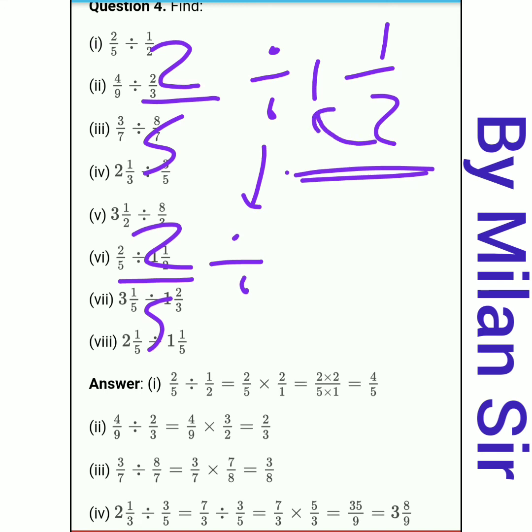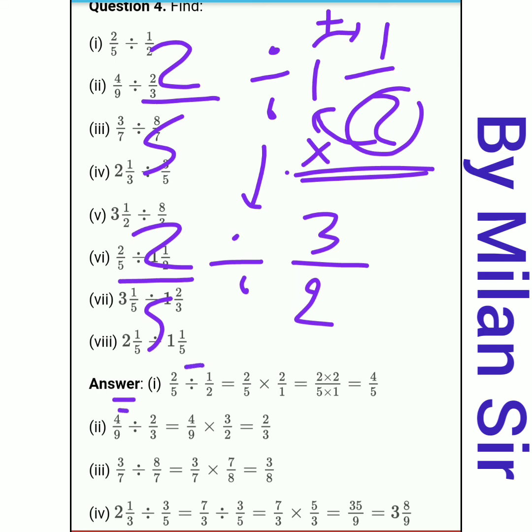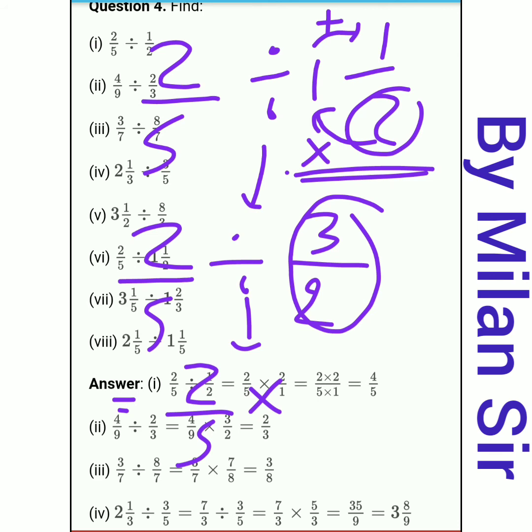So this 2 is multiplied with this 1. So 2 ones are 2, plus numerator 1. 2 ones are 2 plus 1, it is 3 divided by 2 as it is. Now we need to convert this division into multiplication, and we need to take the reciprocal of the second number. So the reciprocal of 3 by 2 is 2 by 3.